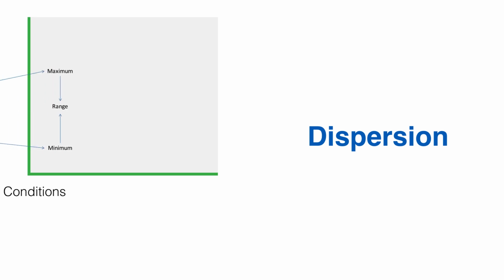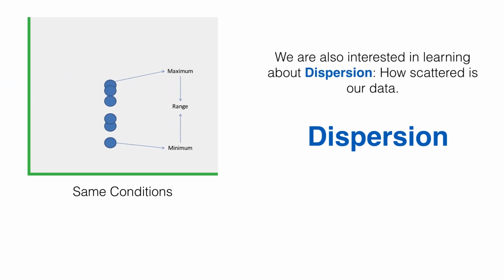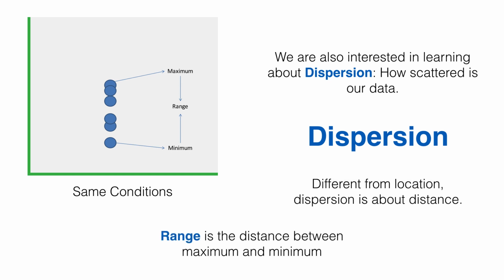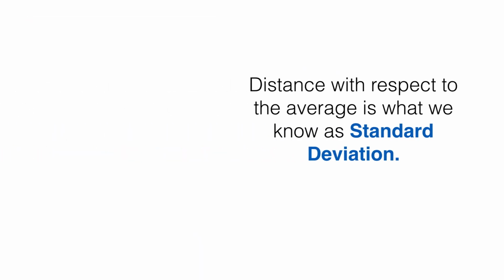We are also interested in knowing about dispersion. How scattered is our data? Different from location, dispersion is about distance. Range is the distance between the maximum and minimum point. Distance with respect to the average is what we know as standard deviation.